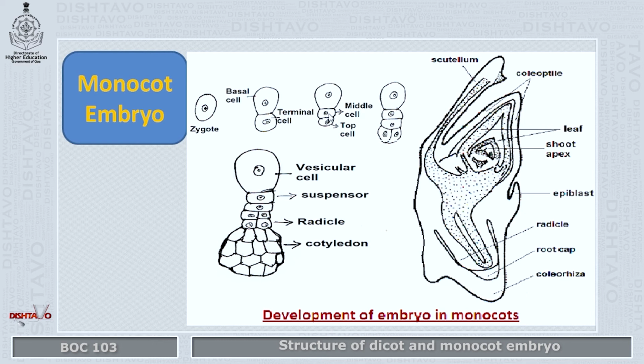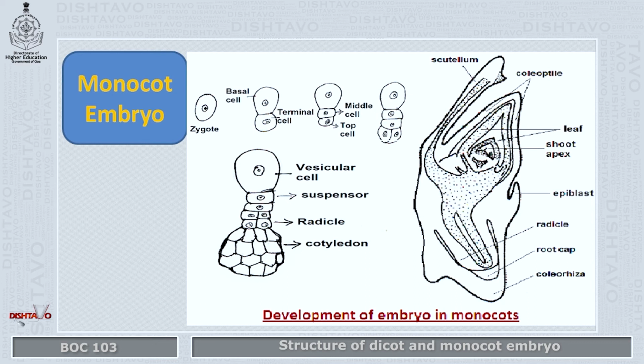The middle cell is actually responsible for giving rise to almost all parts of the embryo after dividing and redividing. It gives rise to the plumule, the radicle, the epicotyle and hypocotyle, and also the suspensor. And the top cell undergoes divisions to give rise to the cotyledon, which is a thin papery structure. A single cotyledon is formed by the top cell. Later on, the suspensor as well as the basal cell undergo degeneration.